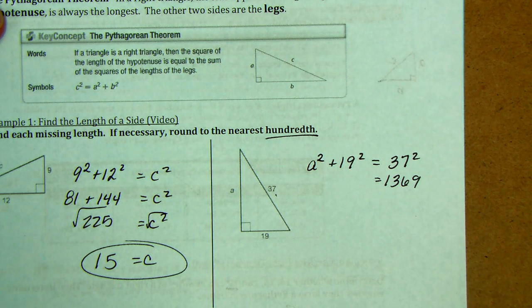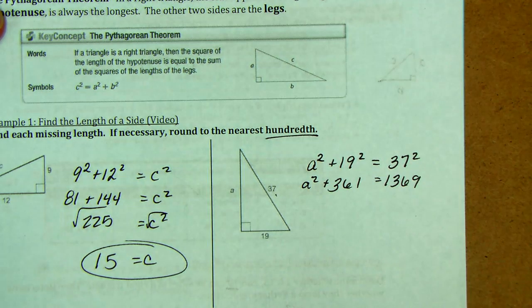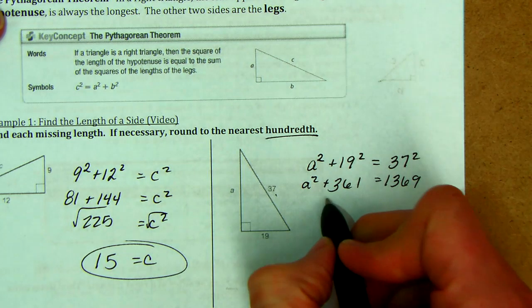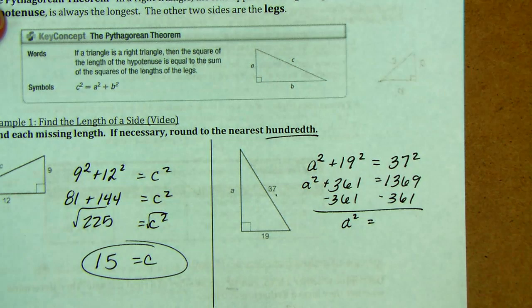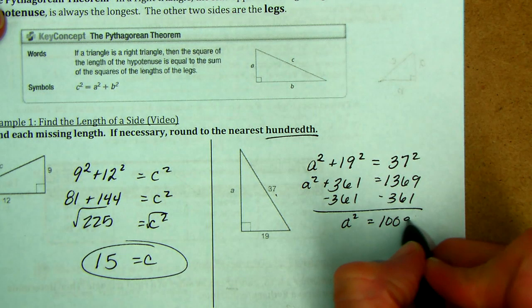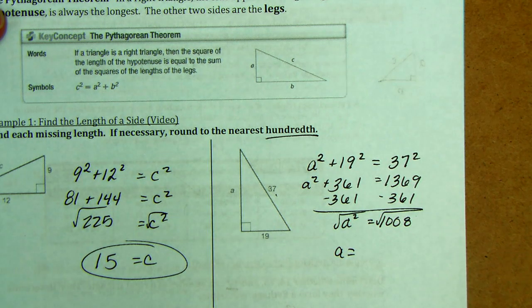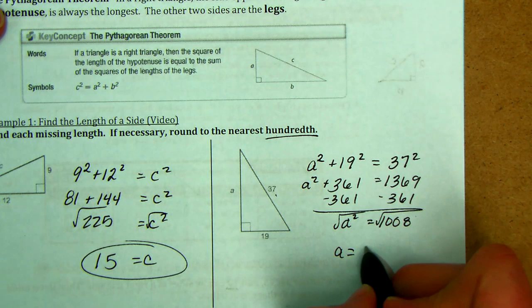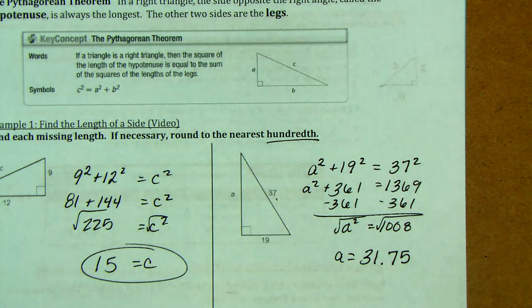See, in this one now, we can't just add them together. We have to actually subtract the 361. That's what happens when you have one leg missing, all right? So 1369 minus 361, and we get 1008. Take the square root, and your answer to the nearest hundredth, that's 2 decimal places, will be 31.75. And usually I'd say label it, but I didn't provide you a label. So 31.75 units of some sort. I guess I could put a generic on there.